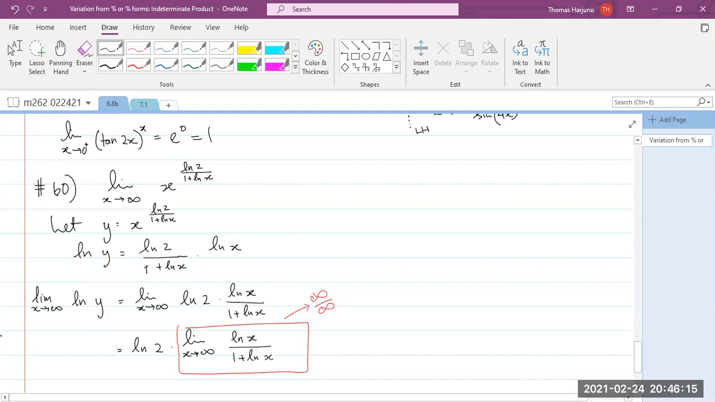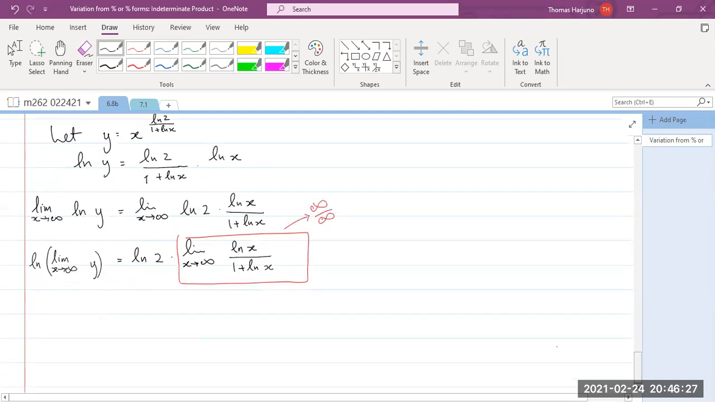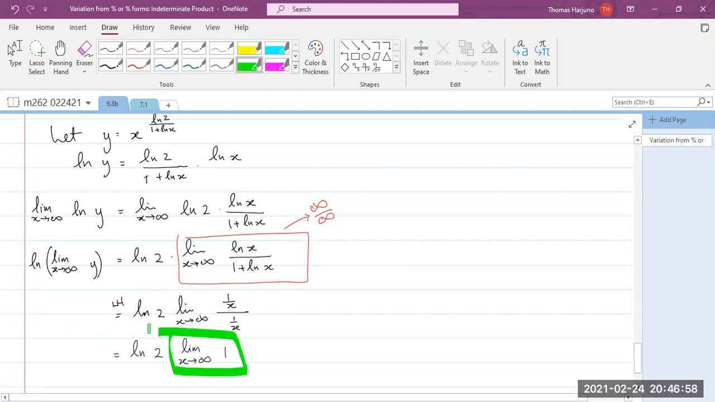Does that make sense? On the left-hand side, however, that will be natural log of the limit as x goes to infinity of y. I will apply L'Hopital's Rule, so I get natural log of 2 times the limit as x goes to infinity of 1 over x over 1 over x. That's just 1. Natural log of 2 times the limit as x goes to infinity of 1. You need to write this part though. Let me warn you, you need to write this.